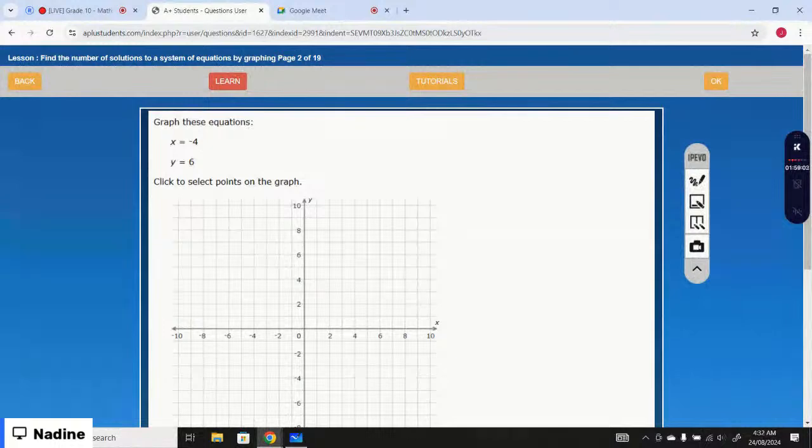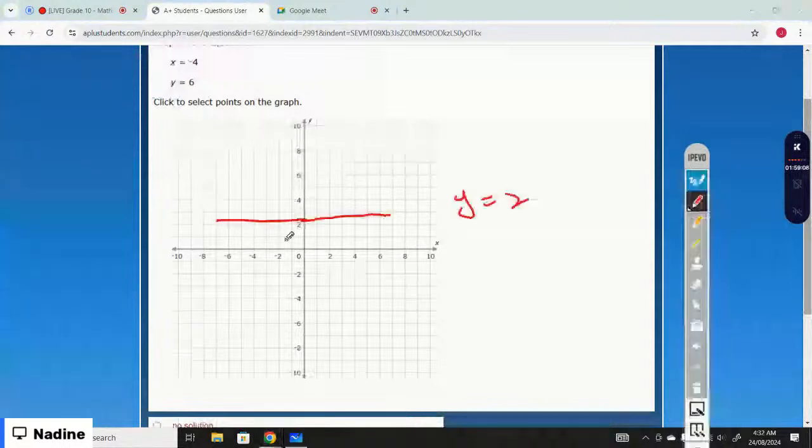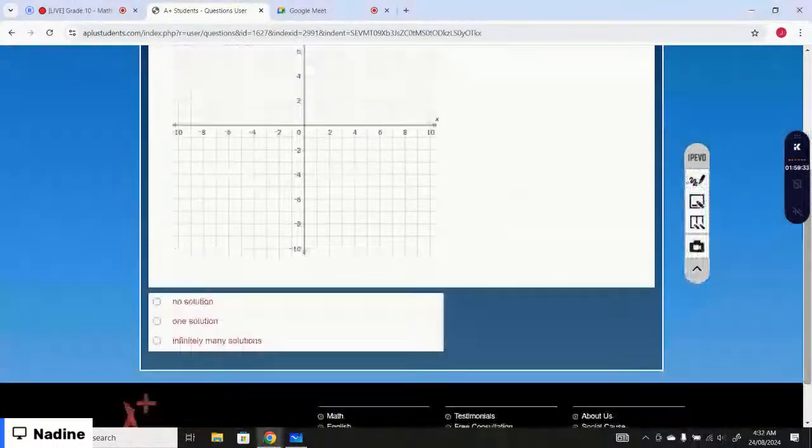Okay, graph these equations. X equals negative 4 and y equals 6. So x equals negative 4, here it is. And y equals 6. So they intersect at only one point, right? So that means only one solution. The correct option is one solution. Option number 2 is the correct option.